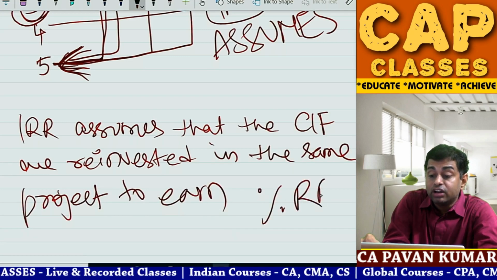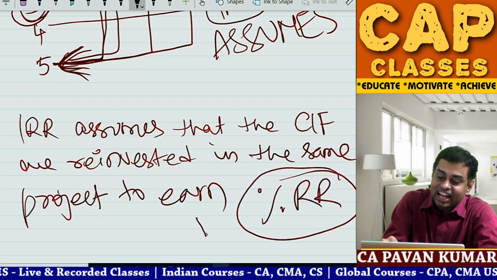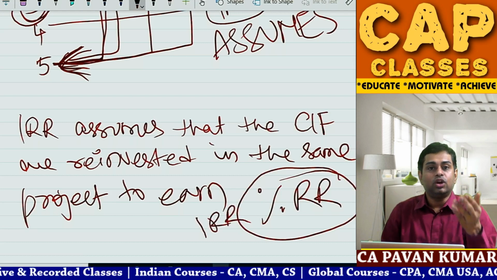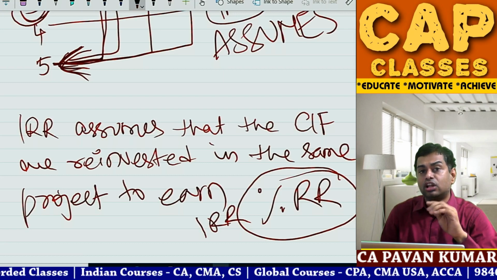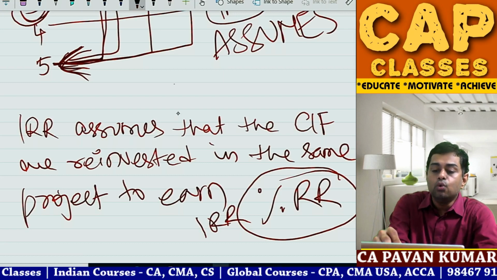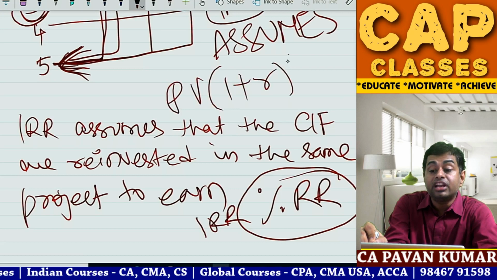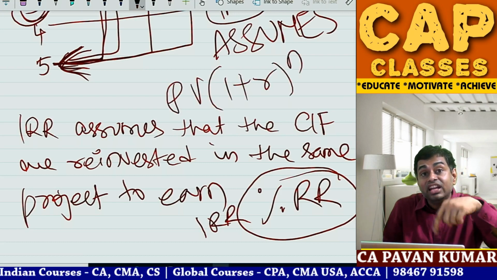Some rate of return you will get, no? This percentage rate of return is IRR only. So again you will get 15% on that. Again you will get 15% on that. This is the assumption. Otherwise, how come this present value into 1 plus r whole power n will happen unless you are reinvesting it every year?